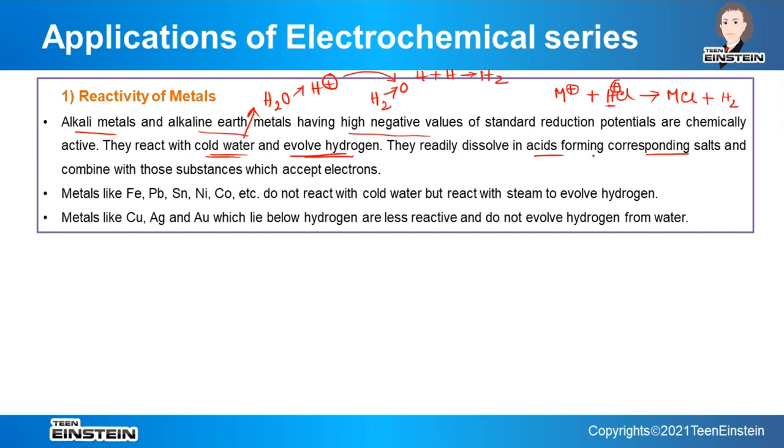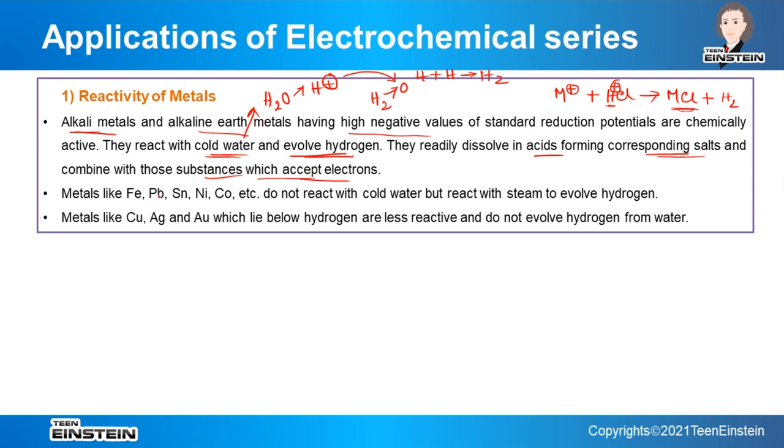So they readily dissolve in acid, forming the corresponding salt, that is MCl, and they can combine with those substances which accept electrons. Substances which accept electrons are actually oxidizing substances, because these metals are themselves very good reducing agents. Okay, so these are one category of metals. They are very reactive towards water or acid.